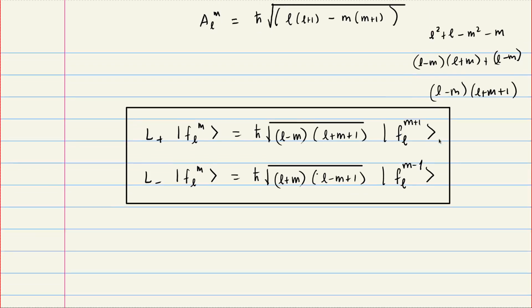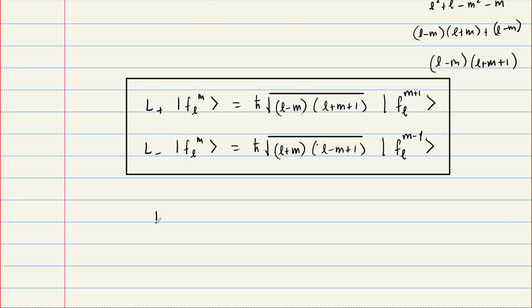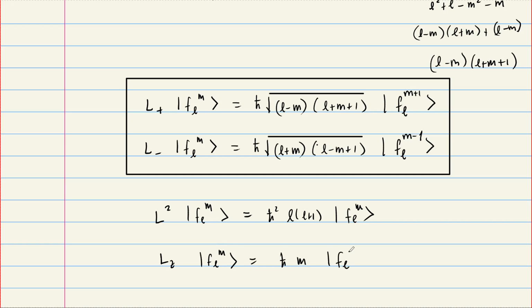Good. So these are the set. The other, let me also write this. This is the set we need to remember. L squared F L M is going to be equal to h bar squared L plus 1 F L M, and LZ F L M is equal to h bar M F L M, and M goes from minus L to plus L. Good. So let's take a 10-minute break and continue.